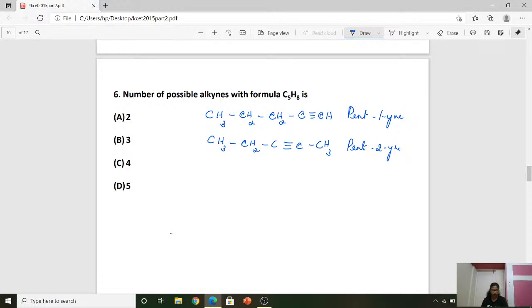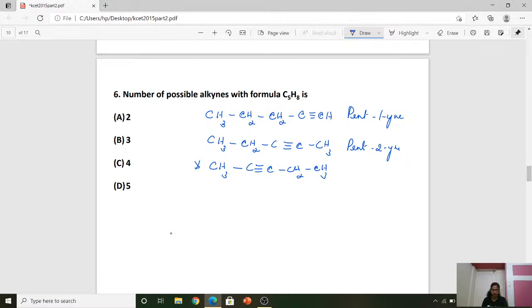Suppose if I shift here, it will be the same, students, isn't it? Because if I shift, some of you will have such a doubt. What happens if I shift here? It will be this way. This is also pent-2-yne after the second carbon atom triple bond. So this cannot be. So shifting of the triple bond is done.